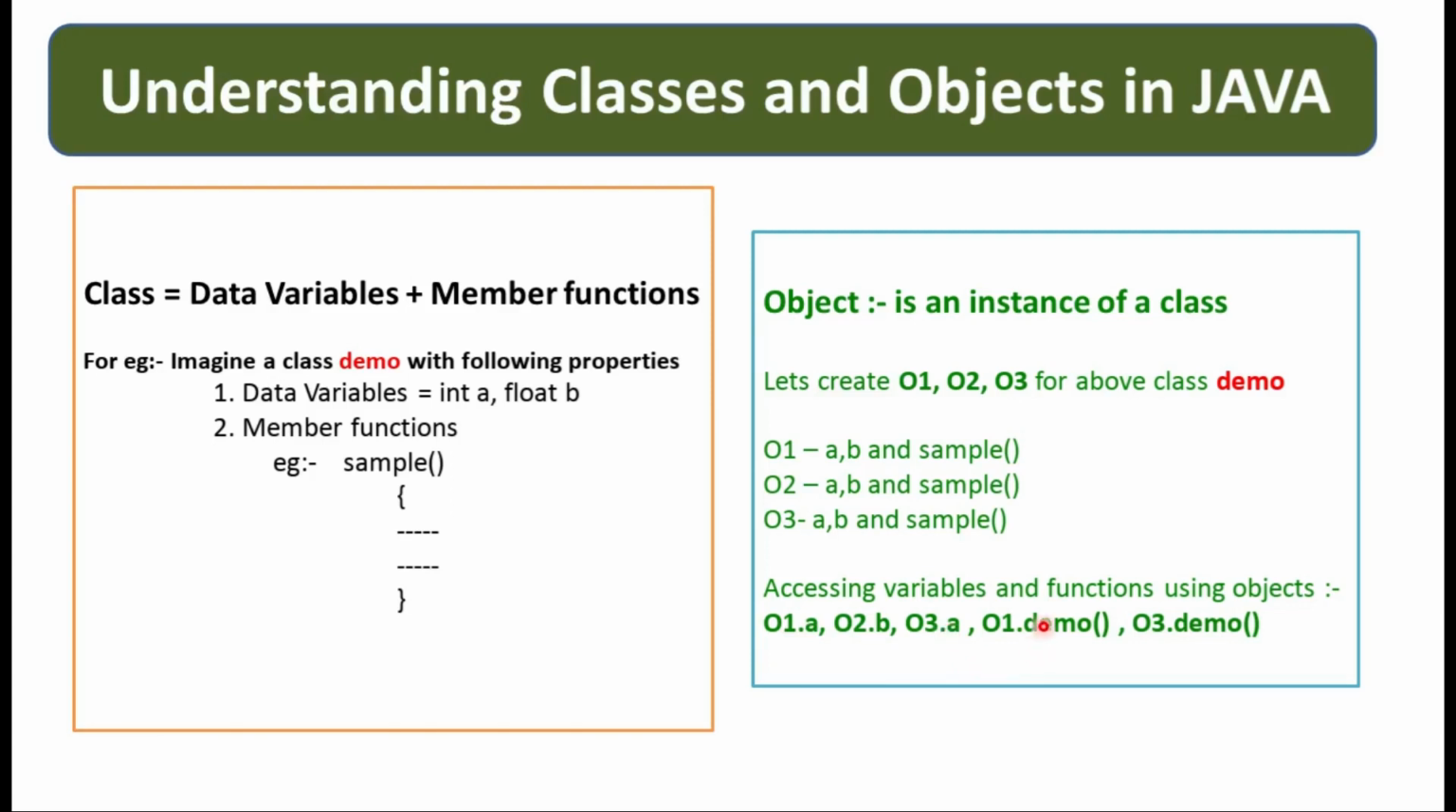If I'm making a function called demo, O1 dot demo, O3 dot demo. Of course, in our example, it is sample. So in case of sample, I should make it O1 dot sample, O3 dot sample.